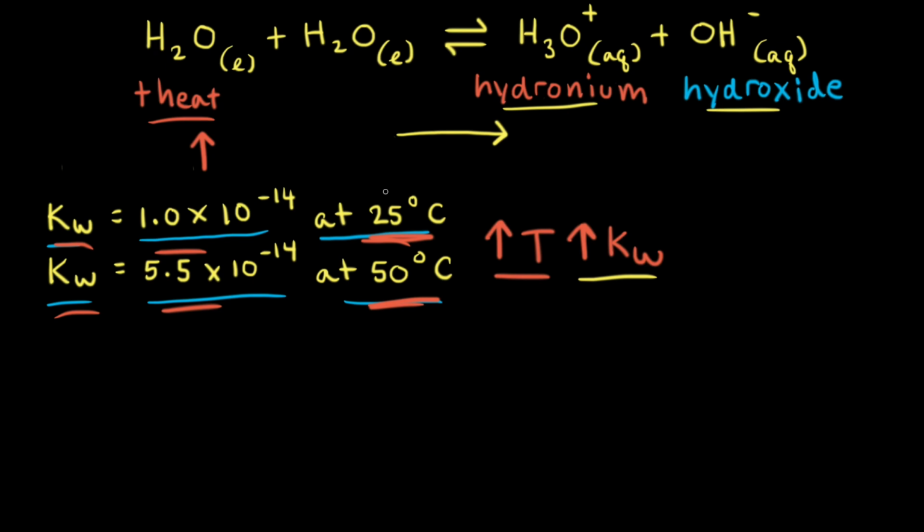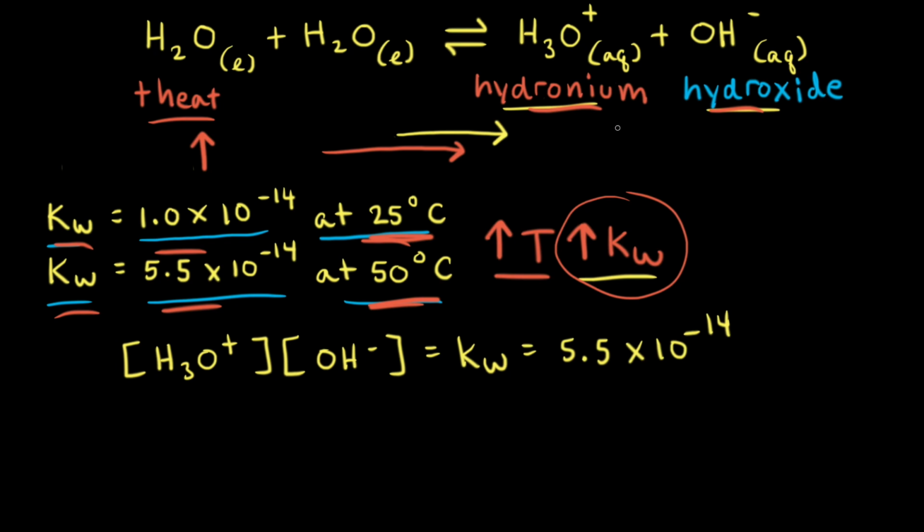Therefore, according to Le Chatelier's principle, the net reaction is going to shift to the right to make more of the product. Since that's what we observe by increasing the value for Kw, we know that the autoionization of water is an endothermic reaction. If we had put heat on the product side and treated this like an exothermic reaction, we would have gotten a shift in the wrong direction. We would have gotten a shift back to the left, so we know it's not exothermic.